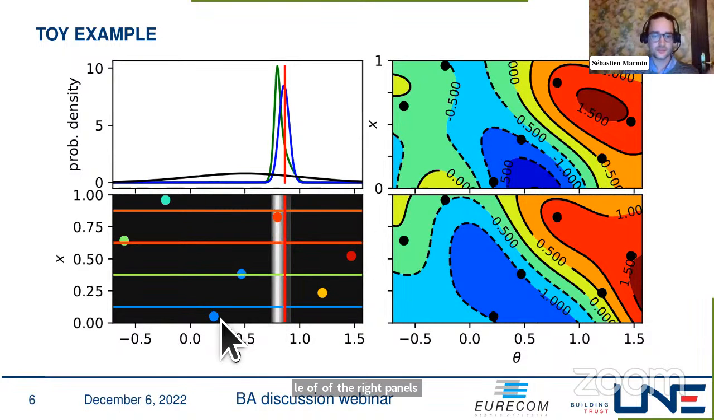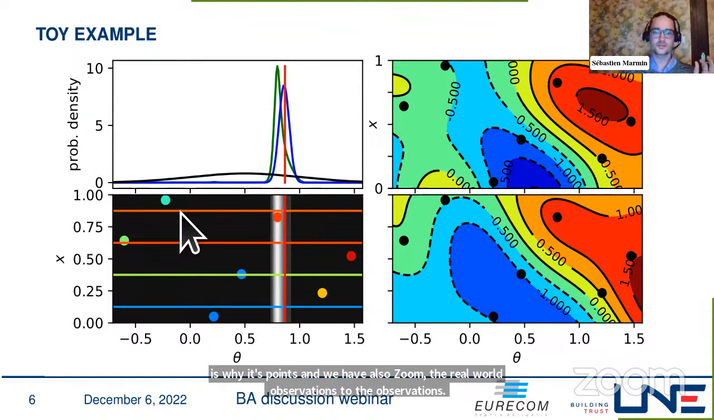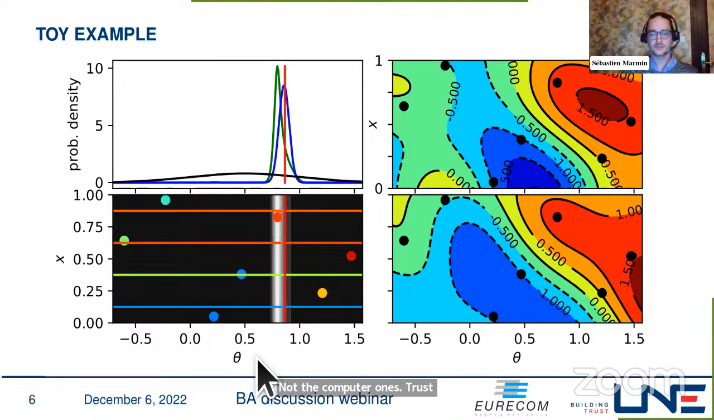So we have two types of data. We have the computer runs, for which we control the position both in the input variable and also in the calibration parameter. So this is why it's points. And we also have the real world observations. So the observations, not the computer runs, just the observations, where of course we don't know theta because it's the whole point of calibration.